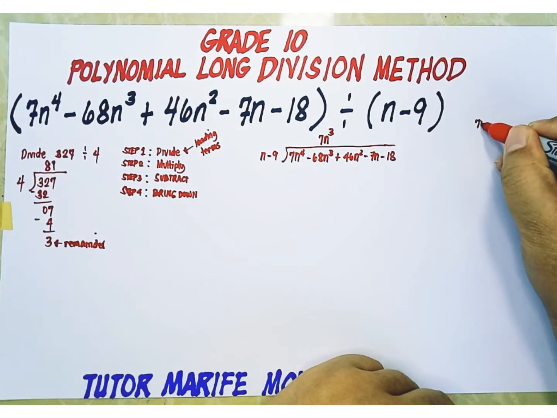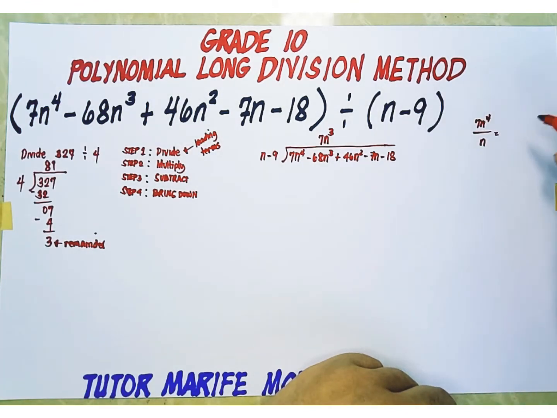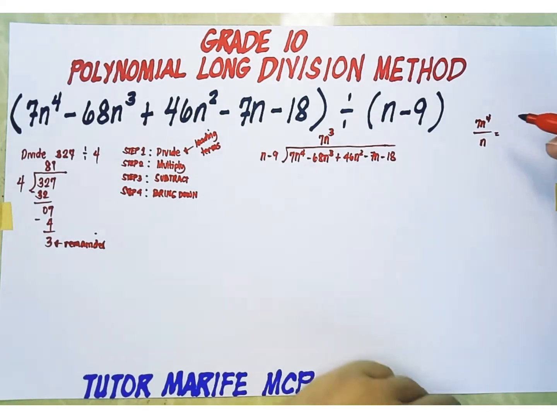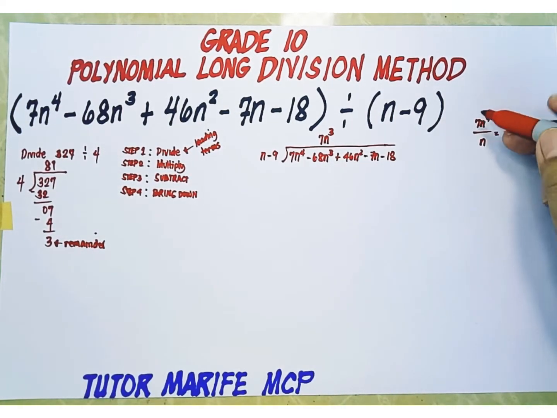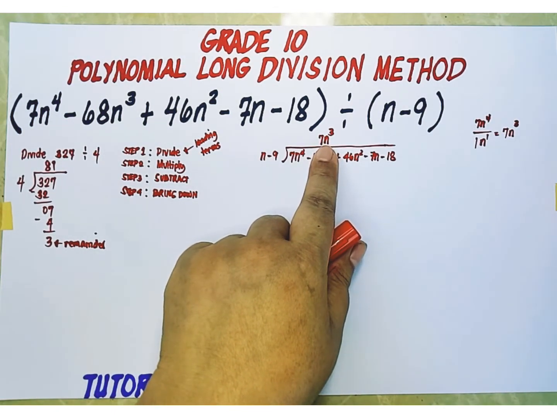Yan so we have 7n to the 4th power divided by n. By quotient law of exponent, divide the coefficients. Ito has an invisible coefficient of 1. 7 divided by 1 is 7. Dividing exponential terms with the same base, copy the common base and subtract their exponents. This is an invisible exponent 1. Subtract the exponents, 4 minus 1 is 3. That's why your partial quotient is 7n cubed.